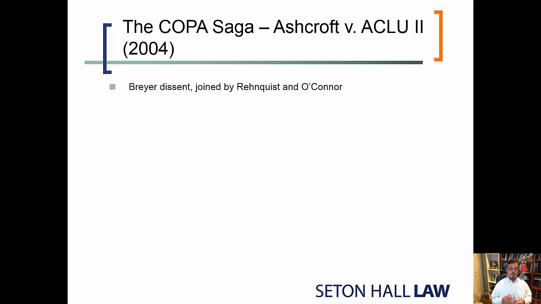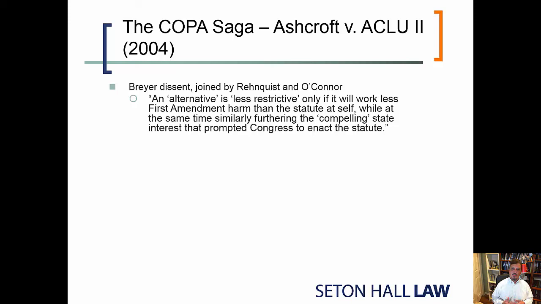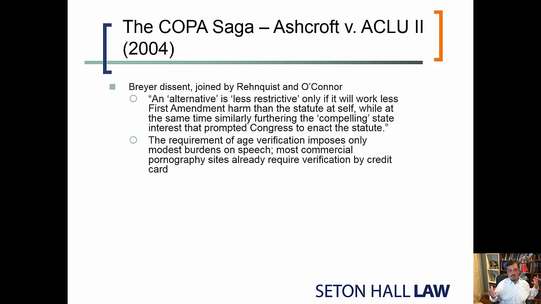Justice Breyer writes a dissent. Breyer is joined in his dissent by Rehnquist and O'Connor. Breyer wants to suggest that, in fact, the requirements in the statute are not that burdensome, and that on the record before the court could decide that the filtering software is really not more effective and not less burdensome than the statute itself. So Breyer says, age verification, that's really only a very modest burden on speech. Most commercial pornography sites already require you to verify, to have a credit card to buy the stuff. That's, of course, commercial sites.